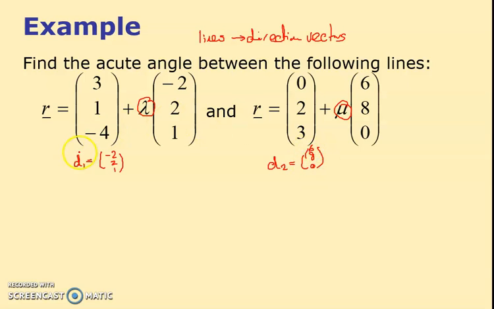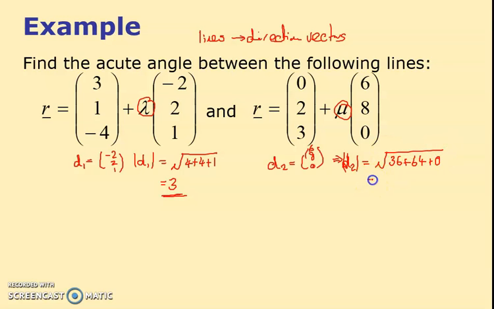And I need to find the magnitude of those. So magnitude of D1 is the square root, square, square, square. That's 4 plus 4 plus 1, which is great because that makes 9, and the square root of 9 is 3. It's perfect. And this implies that the magnitude of D2 equals the square root of 6 squared, which is 36, plus 64, plus 0. Oh, that's root 100, and that's great because that's 10.